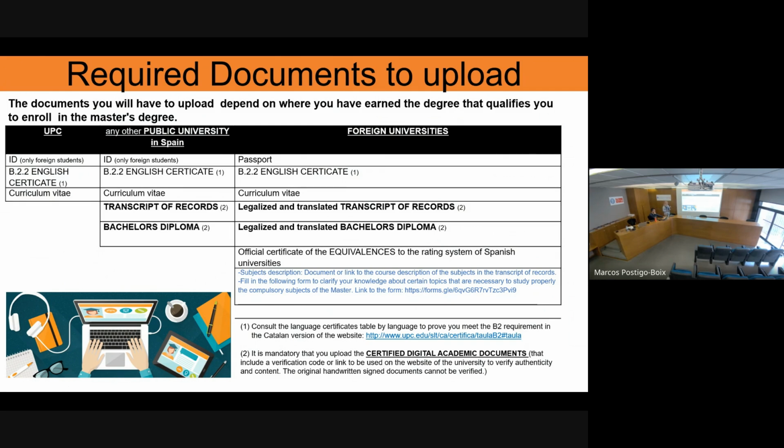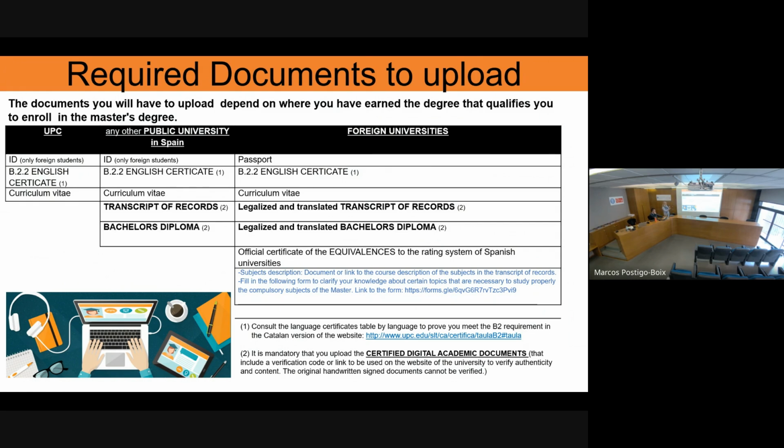And also, it's very useful to have the equivalences of the rating system of your university and also a subject description of the syllabus of your bachelor degree, a link or whatever means of information you may have to offer the admission committee, which are the contents of each subject. So they can assign you a better tutor and they may recommend some enrollment subjects, compulsory enrollment. So this is very important, okay?